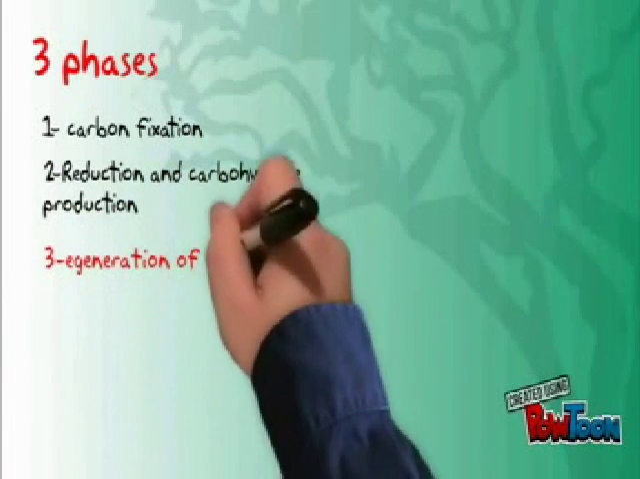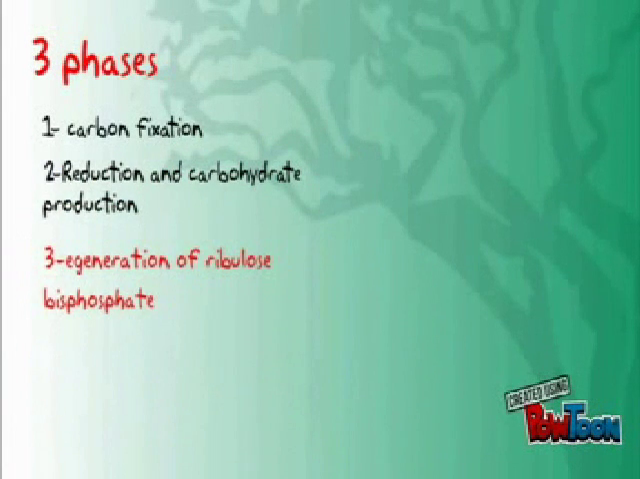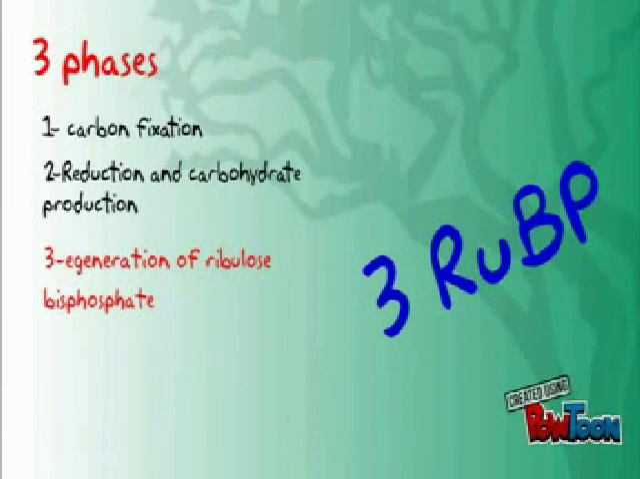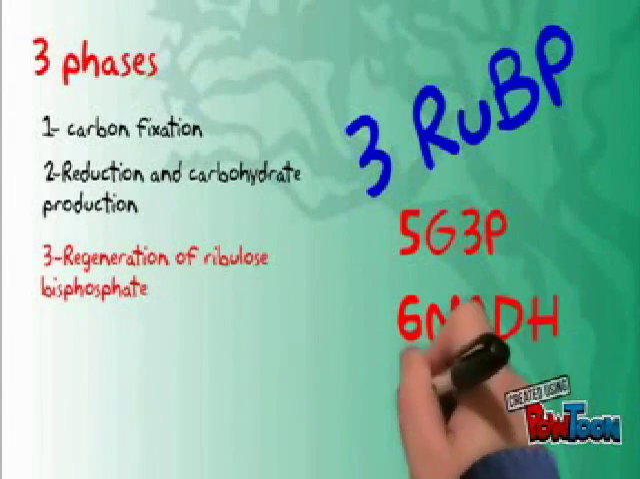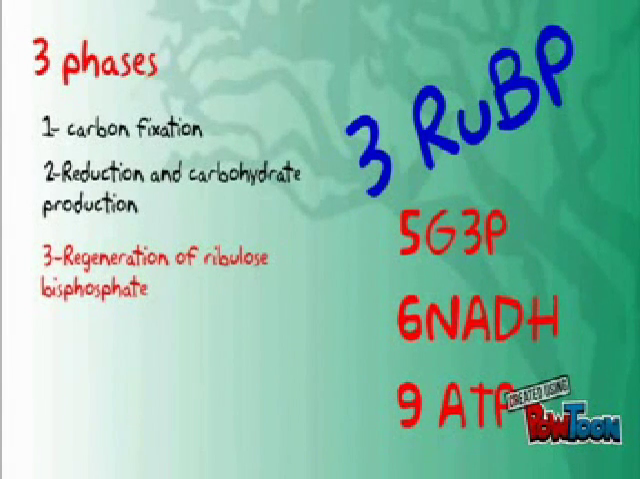In the final stage, which is the regeneration of ribulose bisphosphate, we need to regenerate the 3 RuBP that we used before in order for the cycle to continue. For that, we need 5 G3P, 6 NADPH, and 9 ATP.